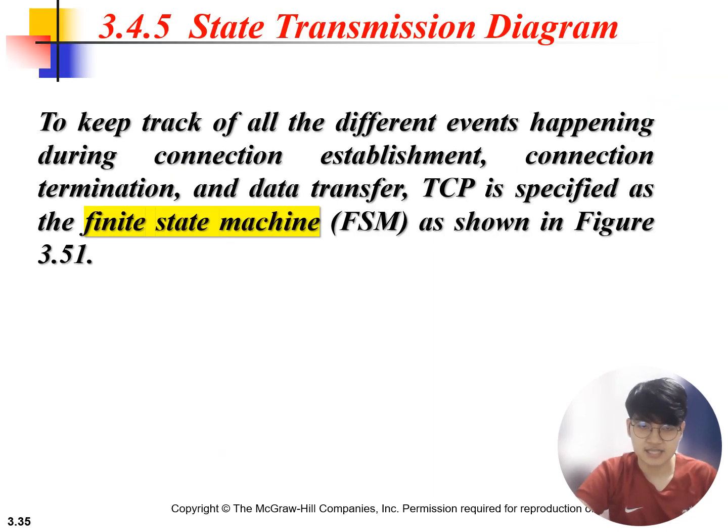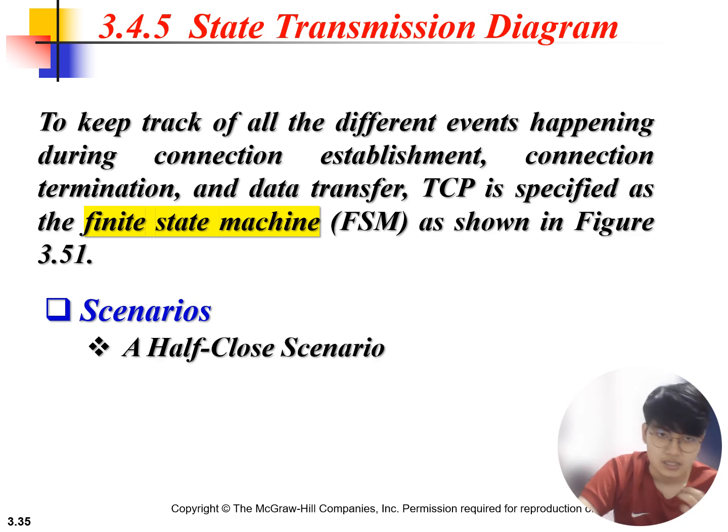The state transition diagram keeps track of the different events happening during connection establishment, connection termination, and data transfer. TCP is specified as a finite state machine, FSM, as shown in the figure.